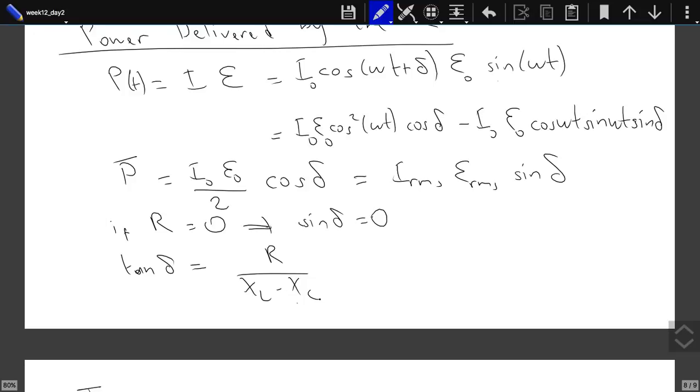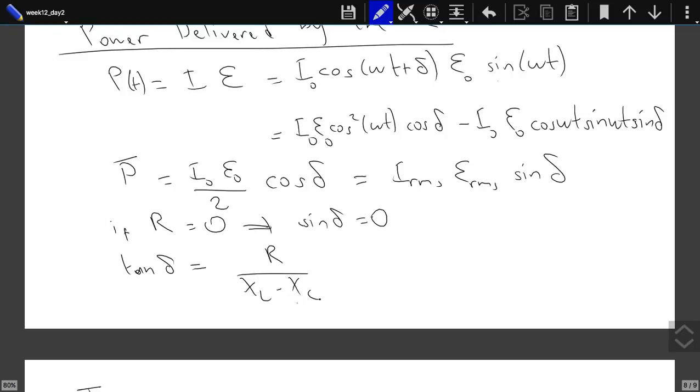Now, what this delta is, thinking in terms of the power dissipated: the power can only be dissipated through a resistor. So if in your circuit there is no resistor, then there is no dissipation of power, so your EMF source basically cannot deliver any power to your circuit if there is no resistance. So sine delta equal to 0 is basically that statement, that there is no resistance in your circuit.